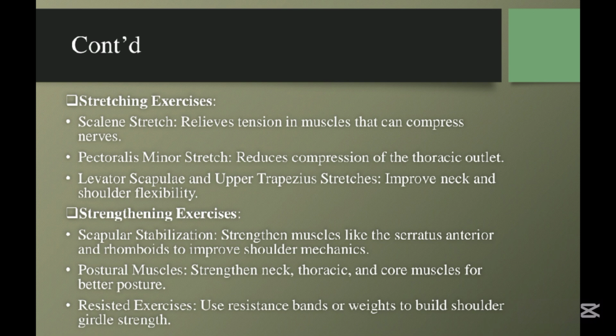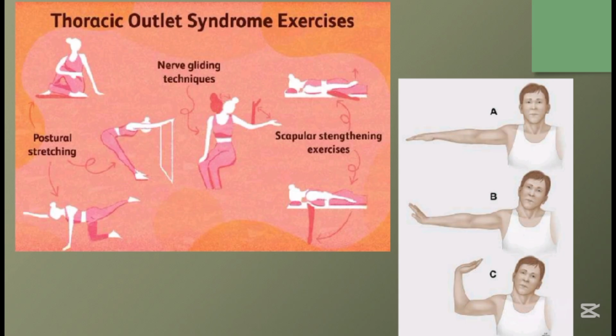which is most important to release these tensions. Now the next one is strengthening exercises. Scapular stabilization: strengthen muscles like serratus anterior and rhomboids to improve shoulder mechanics. Postural muscles: strengthen neck, thoracic and core muscles for better posture. Resisted exercises use resistance bands or weights to build shoulder strength. As we can see in the diagram, we perform different exercises. You can stop the video, take a screenshot and perform your exercises at home.